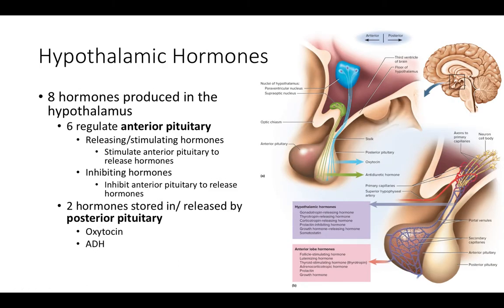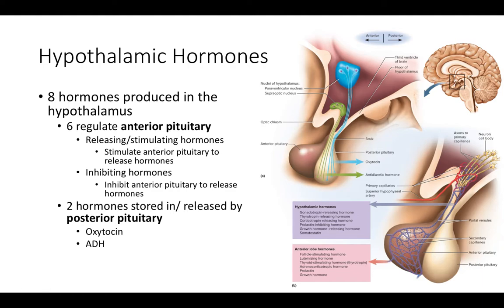Okay, so there are 8 hormones that are produced by the hypothalamus. 6 of them are going to regulate the anterior pituitary, and 2 of them are going to be produced by the hypothalamus and then stored and released by the posterior pituitary. Okay, so the 6 that regulate the anterior pituitary are classified as either releasing or stimulating hormones or as inhibiting hormones.